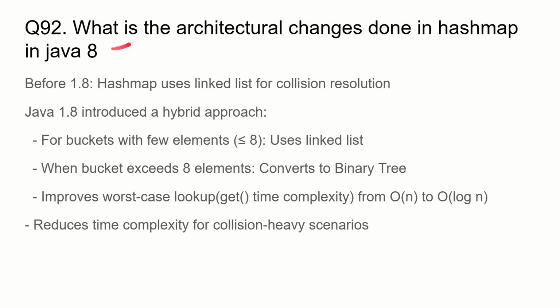Now this is again a very important question. What are the architectural changes done in HashMap in Java 8? So before Java 8, HashMap used a linked list for collision resolution. Java 8 introduced a hybrid approach. For buckets with few elements, for example less than or equal to 8, it uses the linked list. When the bucket exceeds 8 elements, it converts it to a binary tree.